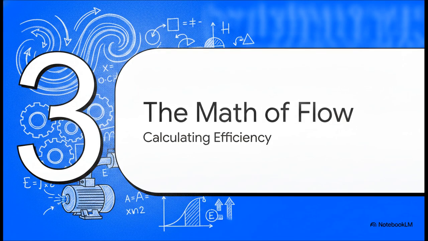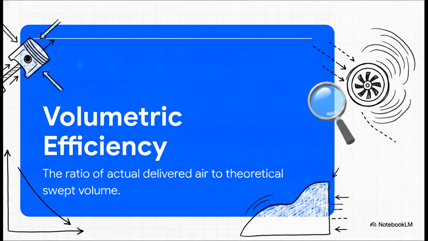Which brings us to Section 3, the math of flow. To properly harness all this mechanical power, we have to understand the math dictating their efficiency. You see, it's a very common misconception that simply spinning a compressor faster automatically gives you more air. It doesn't. Enter volumetric efficiency.